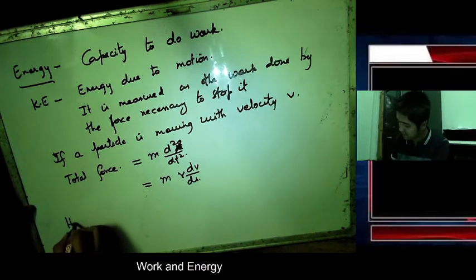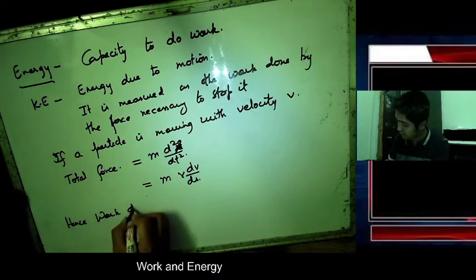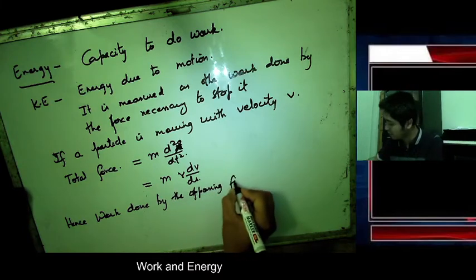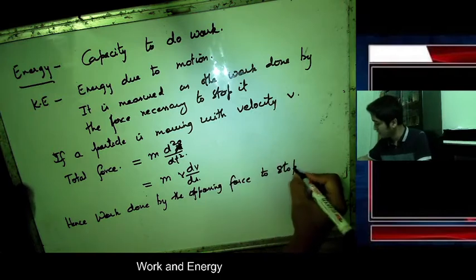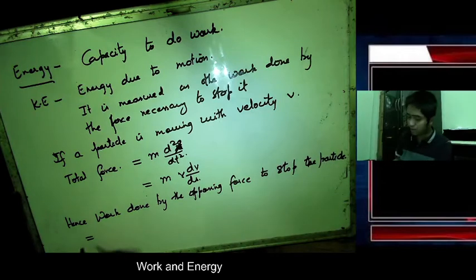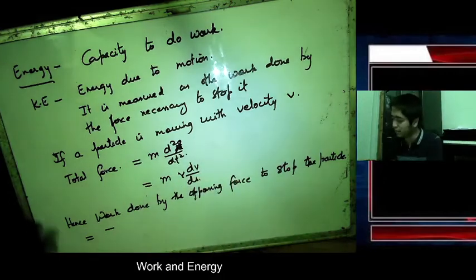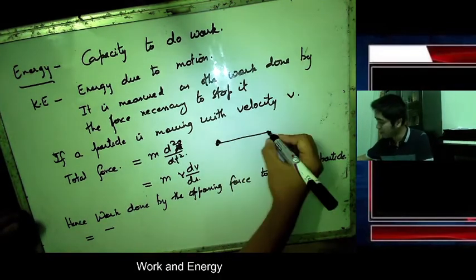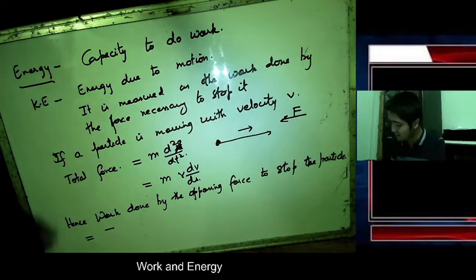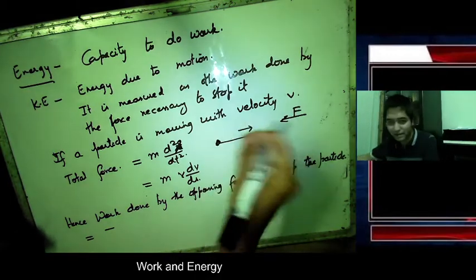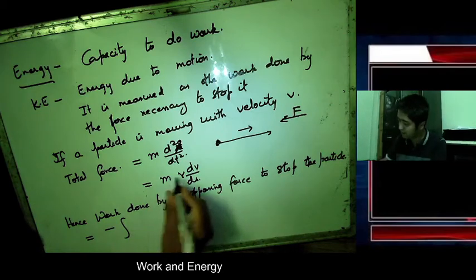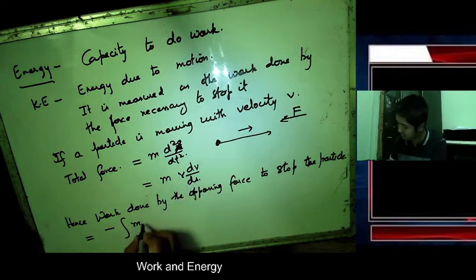Hence, the work done by the opposing force to stop the particle is equal to minus, because it is an opposing force. Over here, the particle is moving in this direction and the force is in the opposite direction, so it will be minus, because we need to resolve it in the same direction. That's why it will be minus. And over here will be the force m v dv/ds.